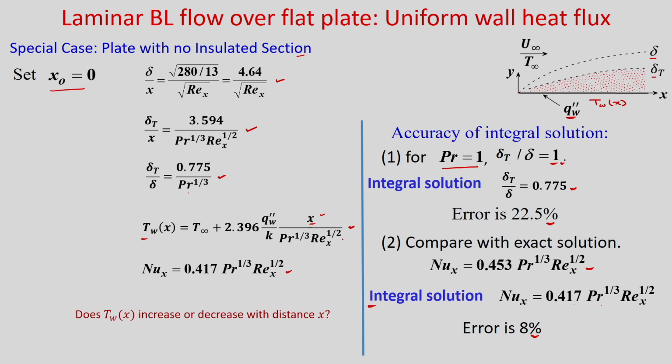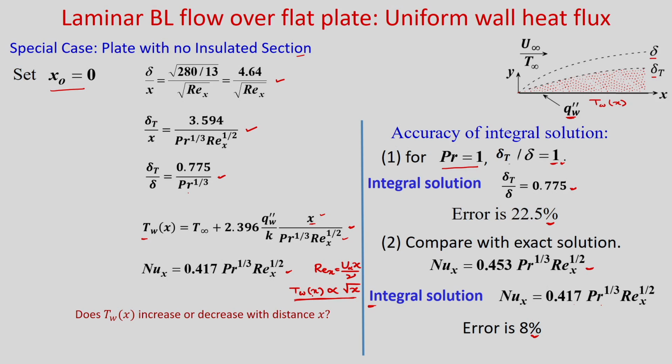So, in this particular expression you can see your Re x is your u infinity x by nu, right. So, that means in the denominator you have root x and this is your x. So, that means T_W, okay, varies with root x. You can see, in the numerator you have x and in the denominator you have root x. So, x by root x will be root x. So, T_W varies as root x.